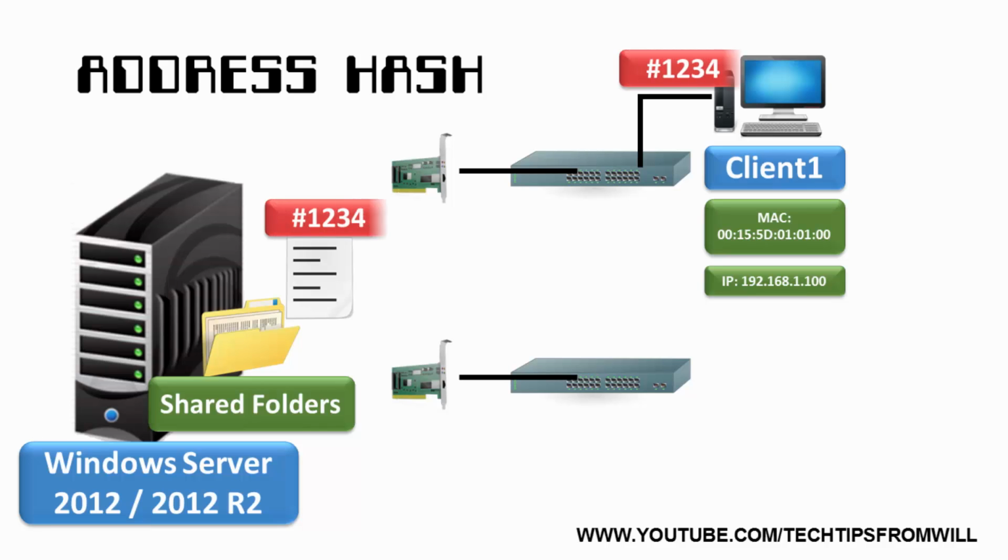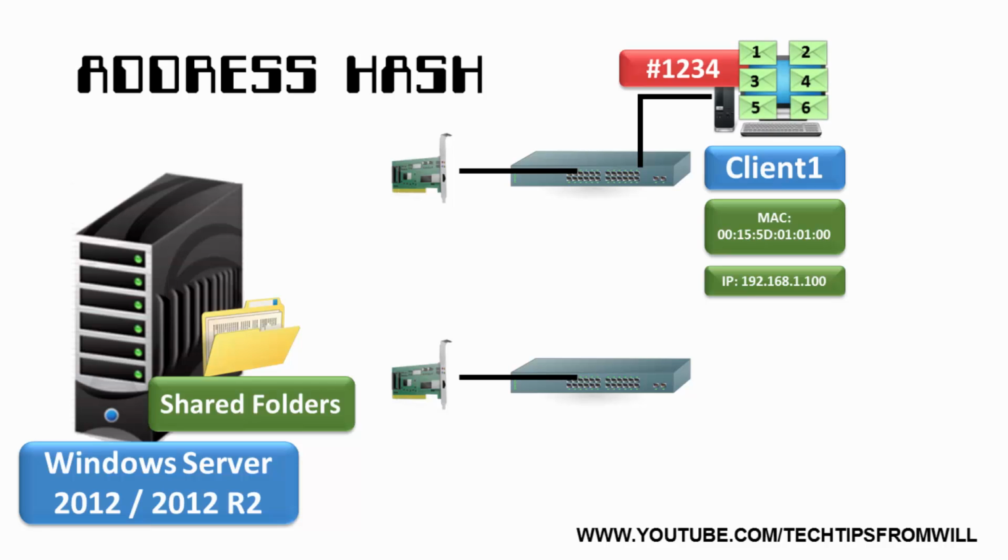When Client1 requests the file from the file server, Windows will use Client1's MAC address and IP address to create what is called a hash, or a number. All of the packets that make up the file are then marked with this hash value. For demonstration purposes, I have illustrated this as hash 1234. All data packets that have the hash value of hash 1234 are considered to have the same destination. Consequently, these packets will be sent out using the same network adapter in the team.